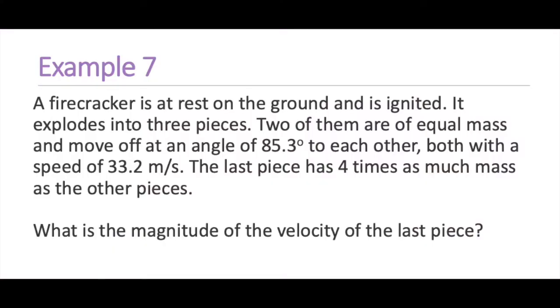A firecracker is at rest on the ground and is ignited. It explodes into 3 pieces. 2 of them are of equal mass and move off at an angle of 85.3 degrees to each other, both with a speed of 33.2 meters per second. The last piece has 4 times as much mass as the other pieces. What is the magnitude of the velocity of the last piece?